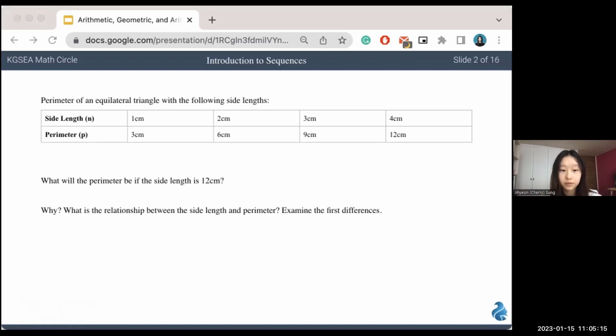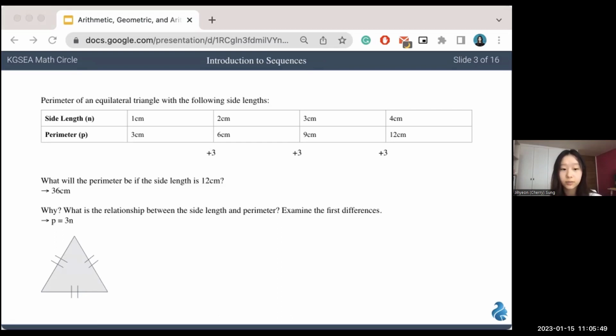There are two main types of sequences, and let's try to define one called arithmetic sequence. From this table showing the perimeters of equilateral triangles with the following side lengths, predict the perimeter when the side length is 12. Then think why you came to that answer and what relationship exists between the side length and perimeter. So you can easily notice that the perimeter increases by 3 every time the side length increases by 1 centimeter. Using this pattern, you can predict the perimeter to be 36 centimeters when the side length is 12 centimeters.